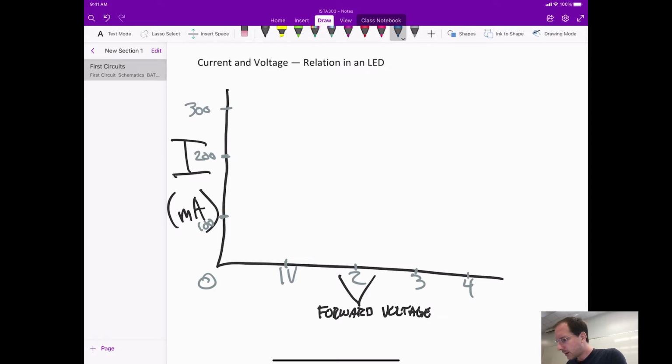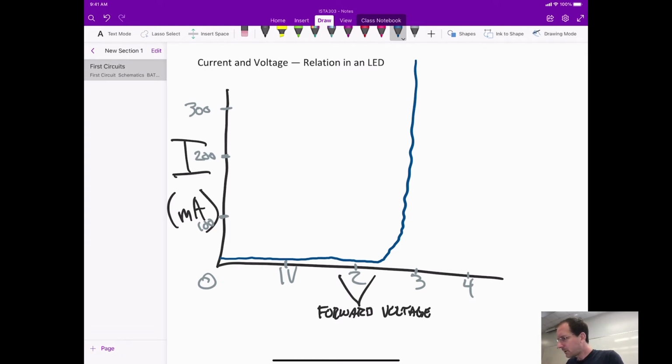So as you give an LED increasing amounts of voltage, what's going to happen? The graph tends to look like this. The current basically lives at 0 for the entire time, and then it just kind of rapidly goes up here. The squiggles are mine.